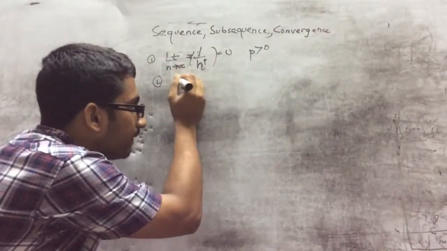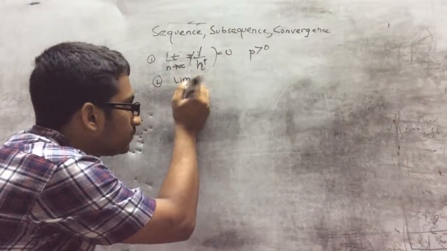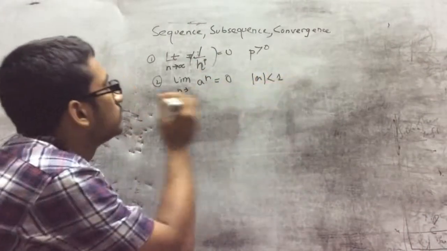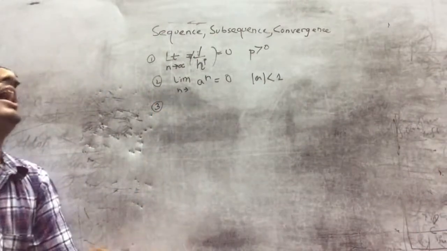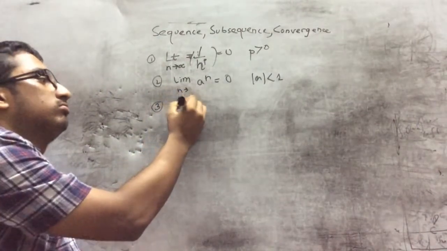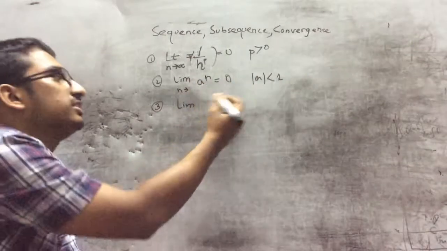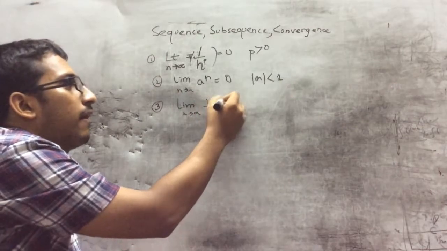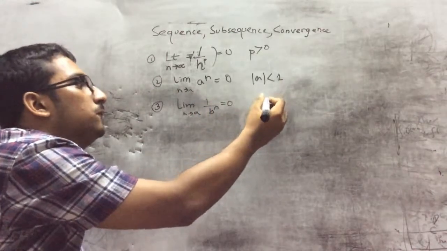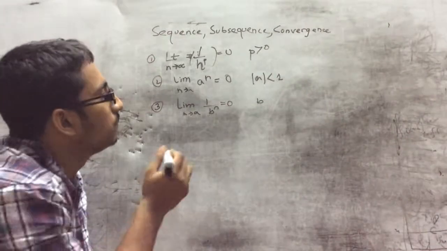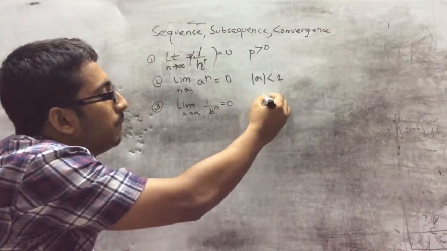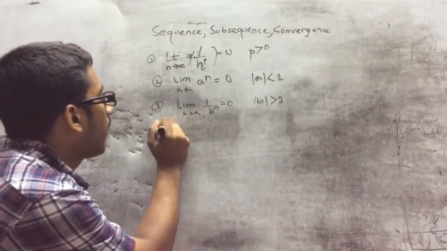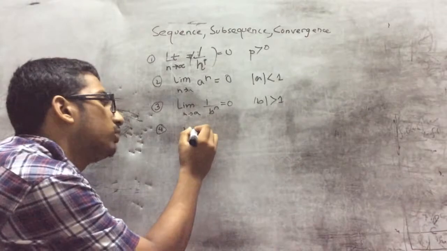Next is, and then comes, this is the representative version. I am just writing it in another way. Then another thing is a very important one.